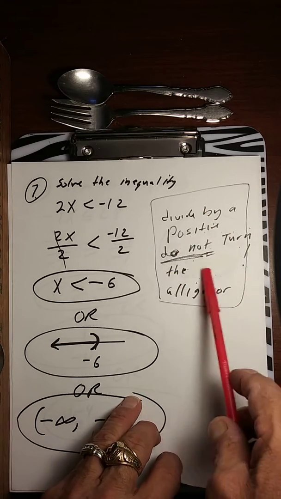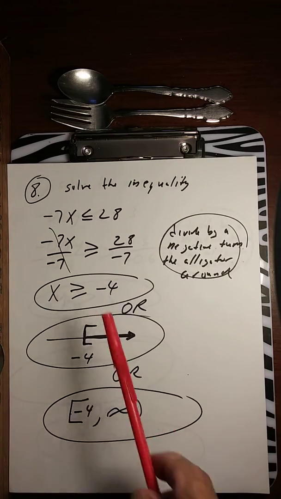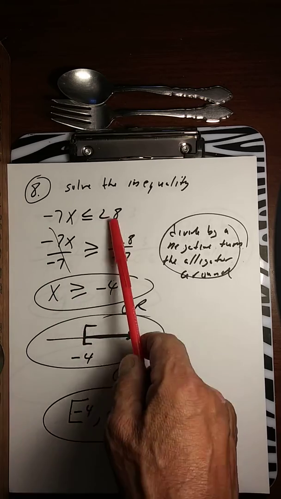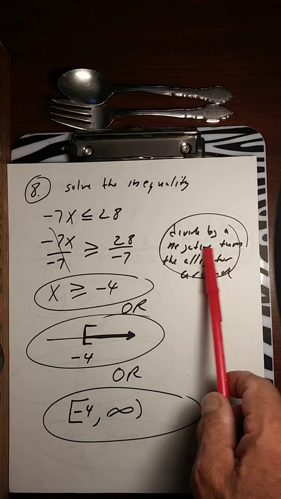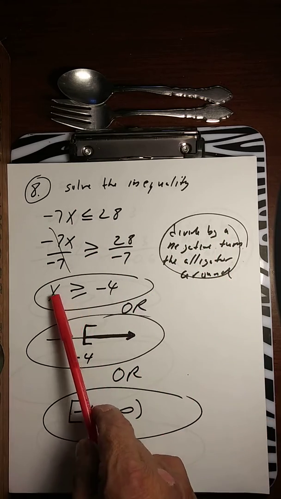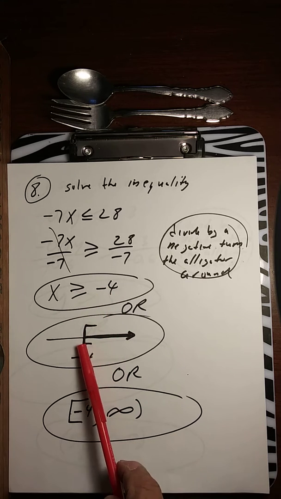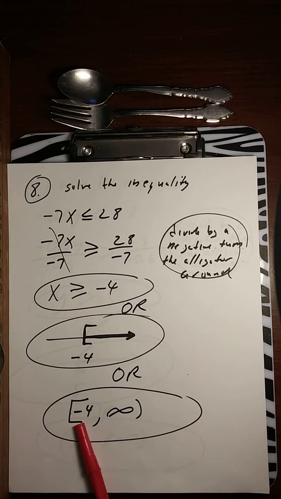Divide by positive, do not turn the alligator. Now this time we're going to divide by a negative, turn the alligator. Divide by a negative, turn the alligator around. So x is bigger than or equal to -4, including that -4, including -4 to infinity.